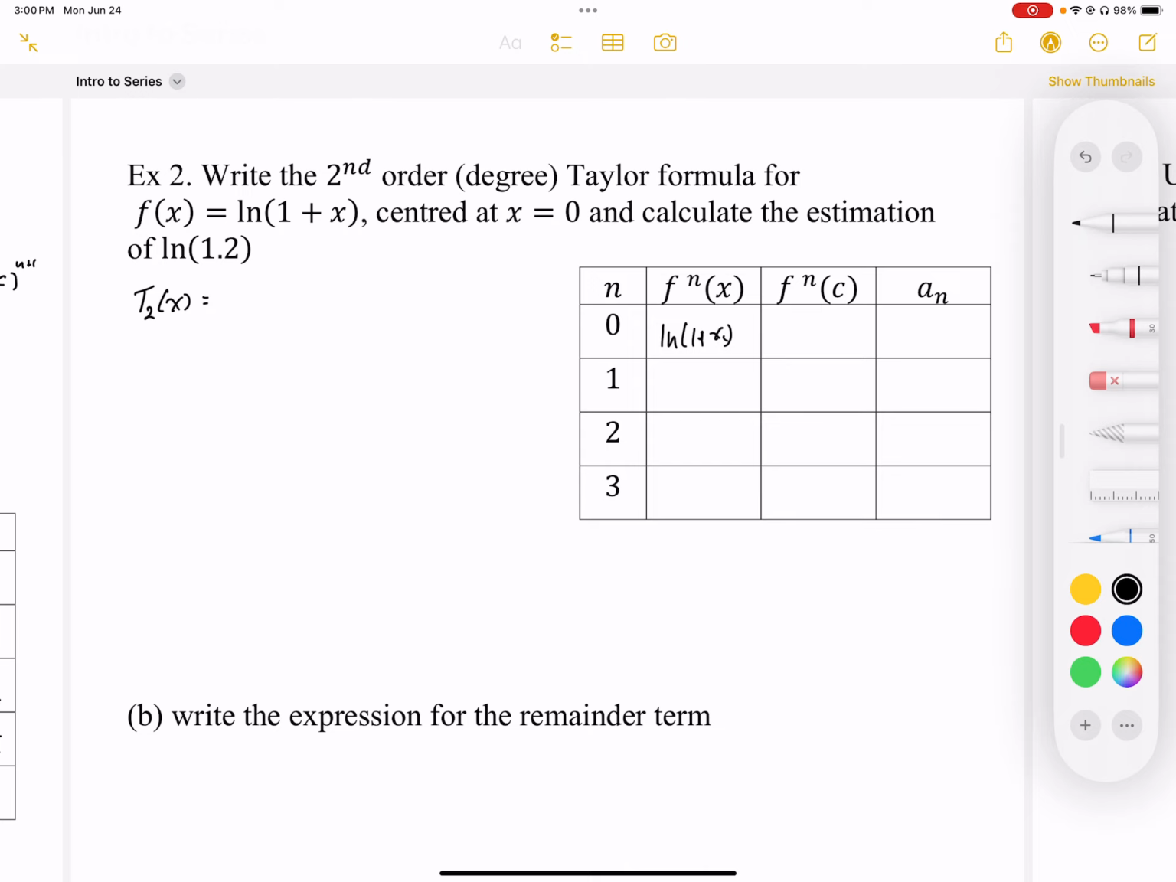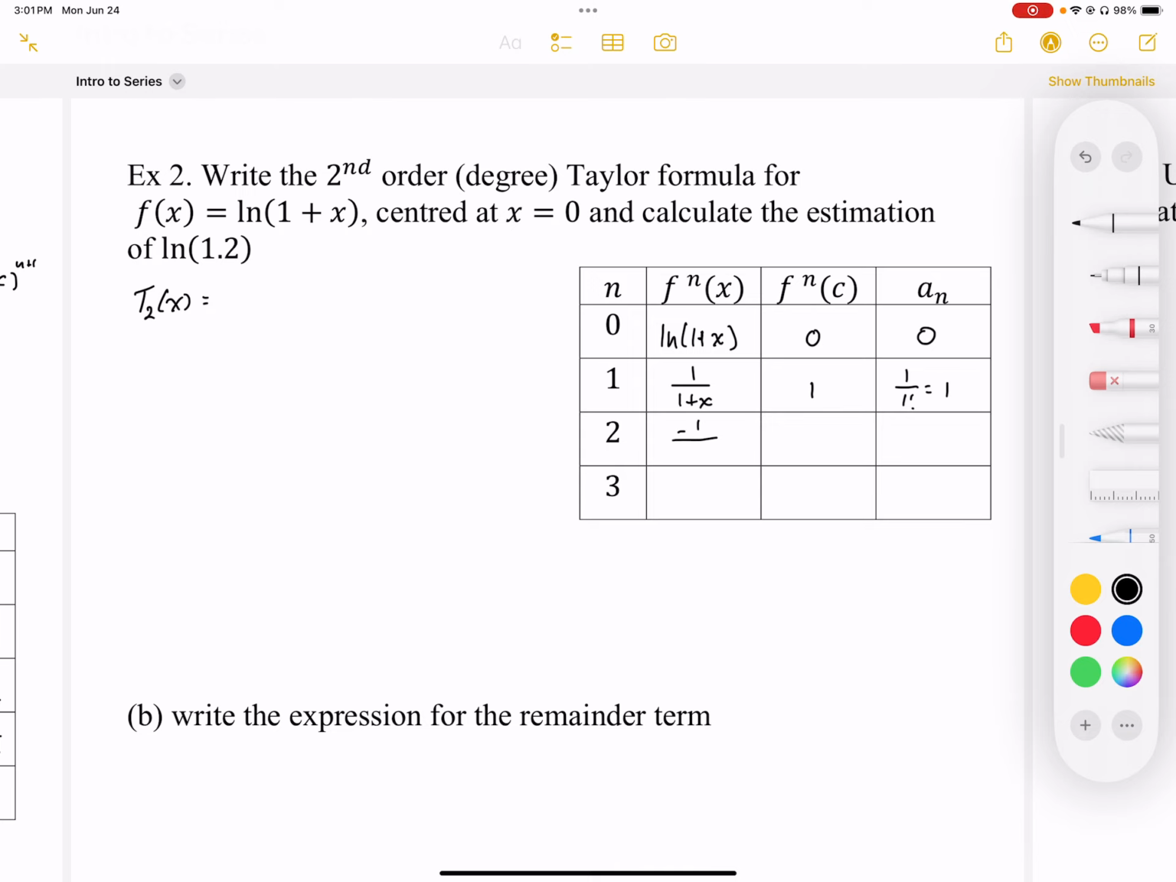Okay, when we evaluate it at the center, so center being 0, log 1 is going to be 0. Okay, so our a_n is going to be 0 here. Our first derivative is going to be 1 over 1 plus x. Centered at 0 is going to be 1. It's going to be 1 over 1 factorial, which is equal to 1.